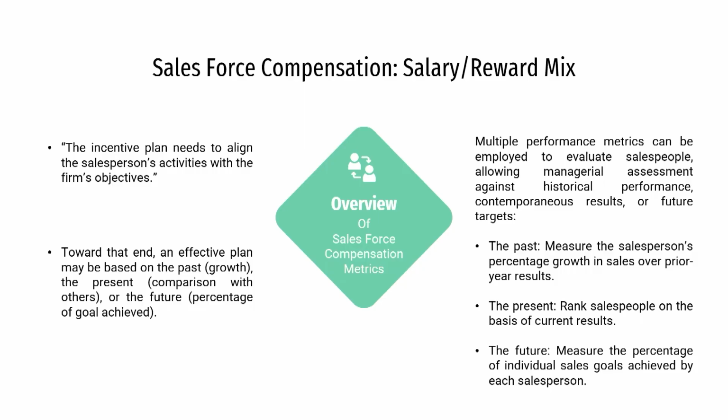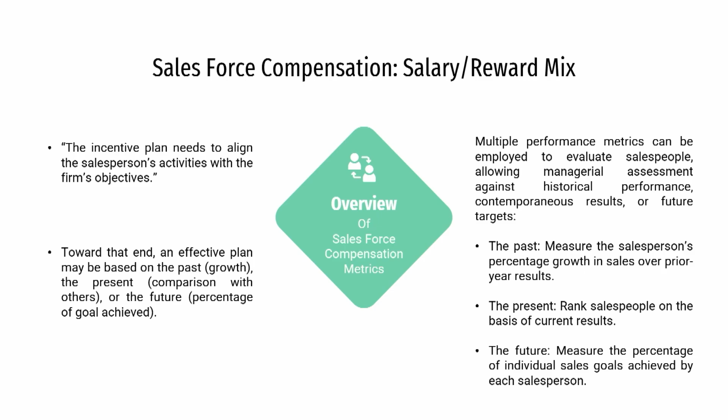An effective plan may be based on the past, the present or the future of the salespeople's effort. Past means we will look at the historical data, and based on the historical data of the salesperson we will set the target for the subsequent years or sessions. It can be in comparison with the industry benchmark for similar products. What is the sales achieved by employees of other companies, or what is an average employee of the organization achieving? Then it can also be futuristic in nature, the percentage of the goal achieved.